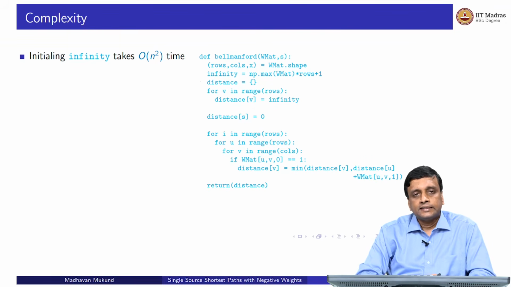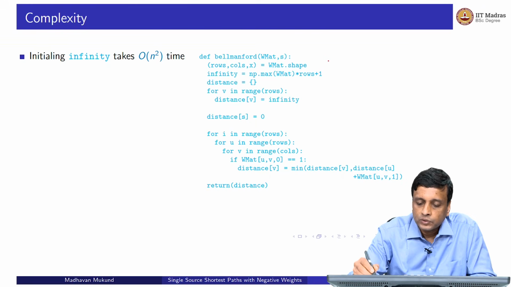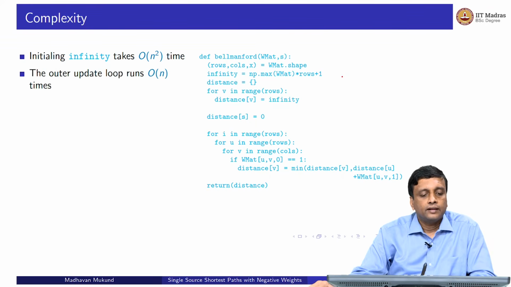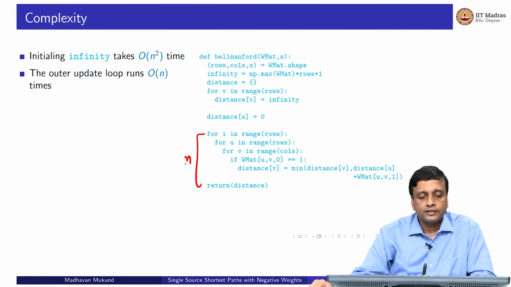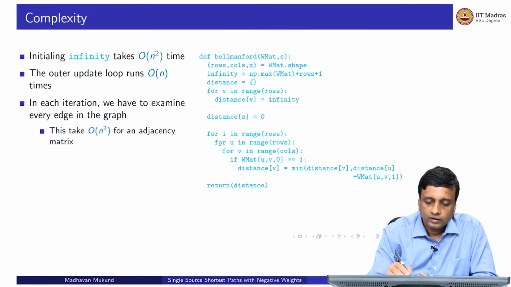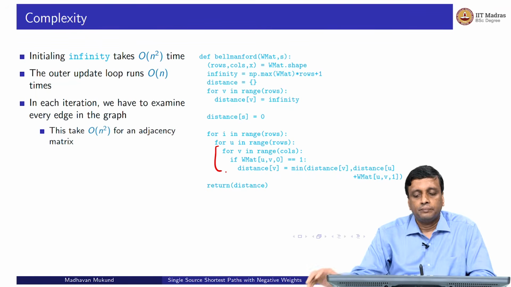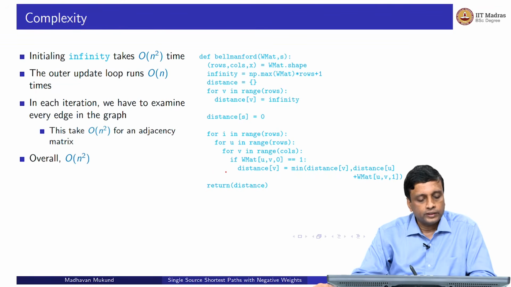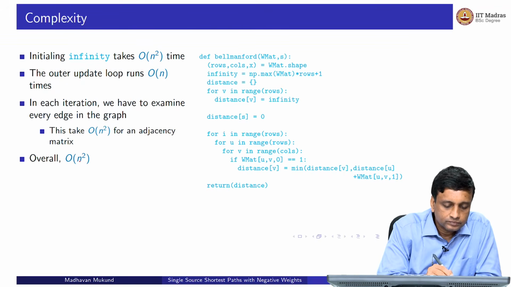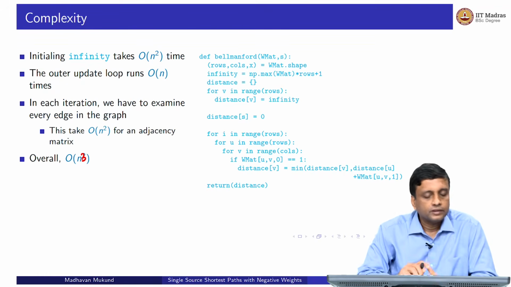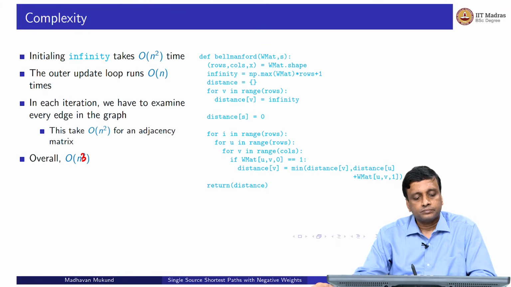So here is the adjacency matrix version of it that we saw before. This is going to take n squared time, and then this loop runs n times, and inside this loop we have another n squared time. So this whole thing is going to take n cubed, I think. So this should take n cubed time.